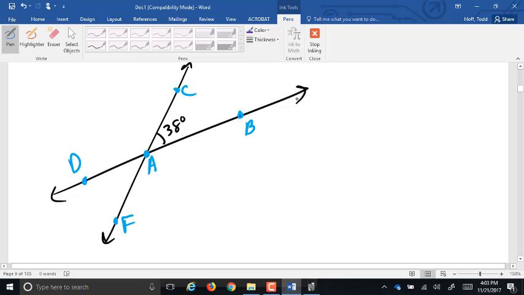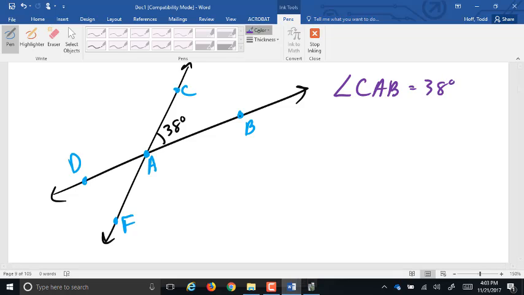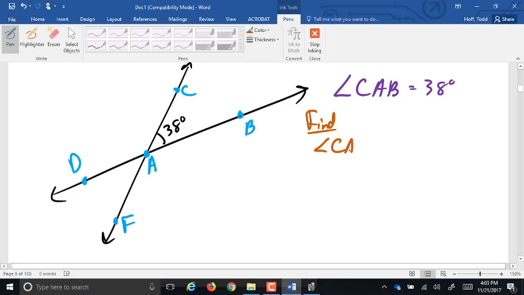So given this information, that angle CAB equals 38 degrees, as I have it labeled, find angle CAD, angle DAF, and angle FAB. Shouldn't take very long.